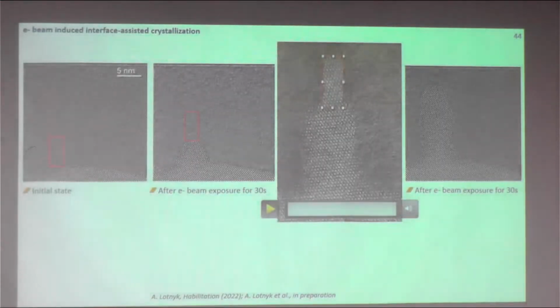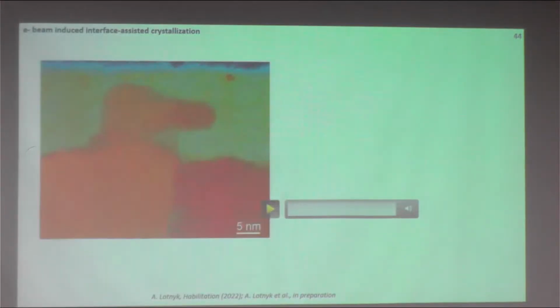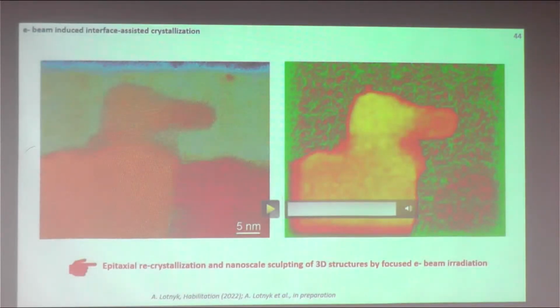We can also use this effect for creation of different structures and sculpturing of the amorphous GST. So here is one example. We could create from the interface something like the head of a duck.